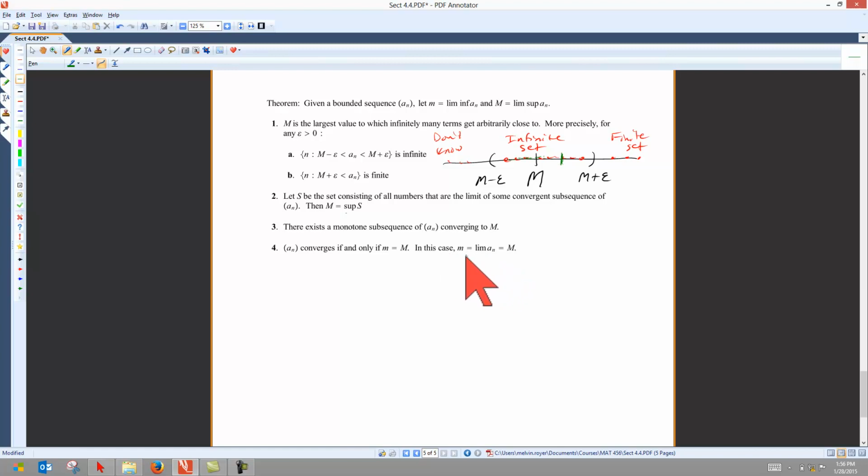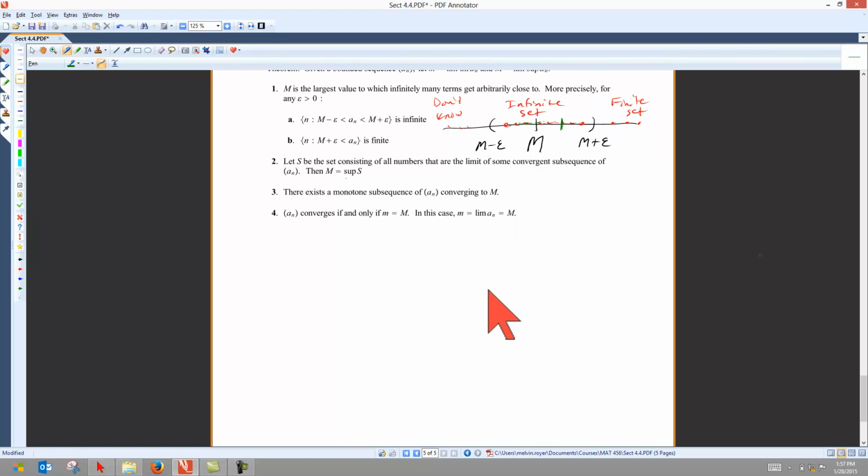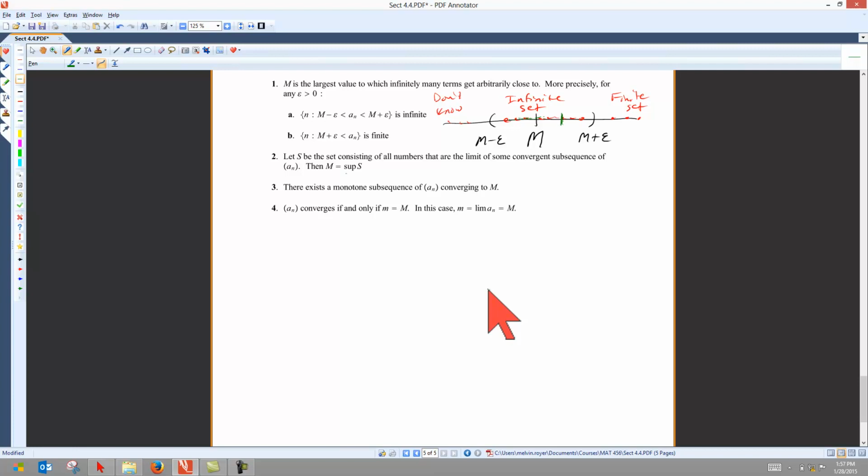This kind of sounds like the squeeze theorem, perhaps. The lim inf is kind of the smallest the limit could be. The lim sup is the largest the limit could be. If those two numbers are the same, then the limit must exist and be that very number, in fact. Okay, let's prove 4.